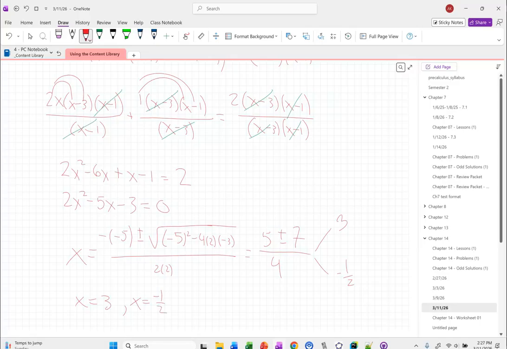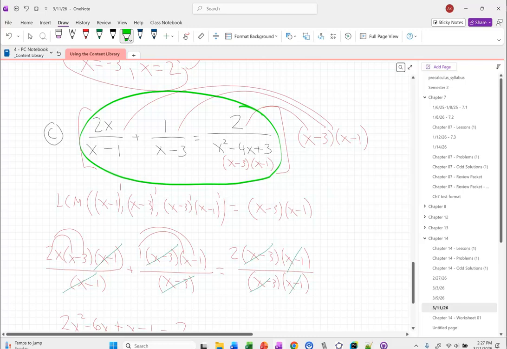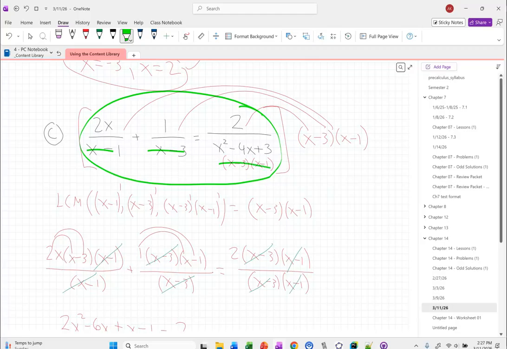Am I done? No. What do I need to do still? Check. Where do I check at? The very beginning, the original equation. Where am I checking at? The denominators. All of them? Yeah. Okay. If I plug in negative a half, do I get 0? Negative a half is good. If I plug in 3, do I get 0? Yes, I can stop.